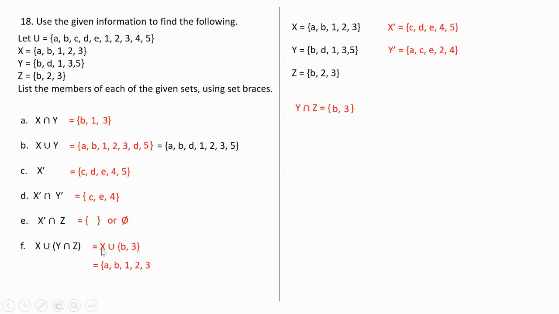So again, we start out with what's in X. It's going to be A, B, 1, 2, 3. Now we go to the solution of Y intersects Z. Remember, if it's already there, we don't put it again. Is a B already there? Yes, it is, so we don't write it again. Is a 3 already here? Yes, it is. We don't put it again. So this is my answer: a set containing the elements A, B, 1, 2, 3.